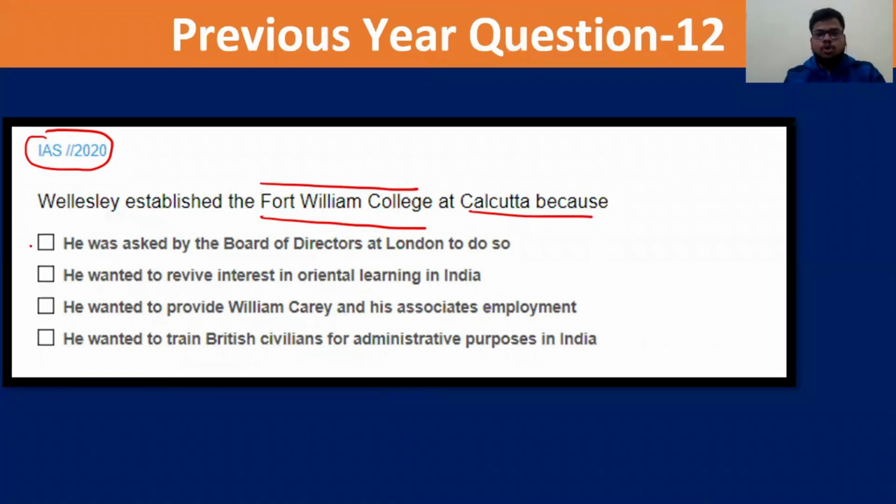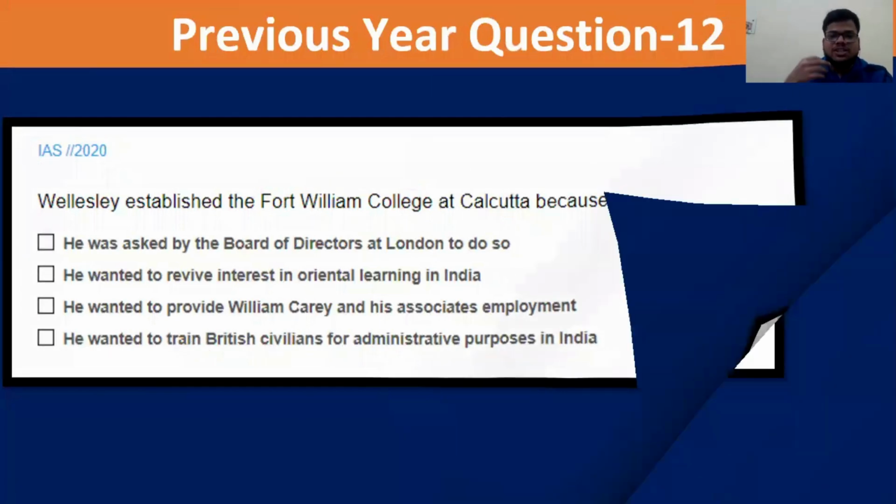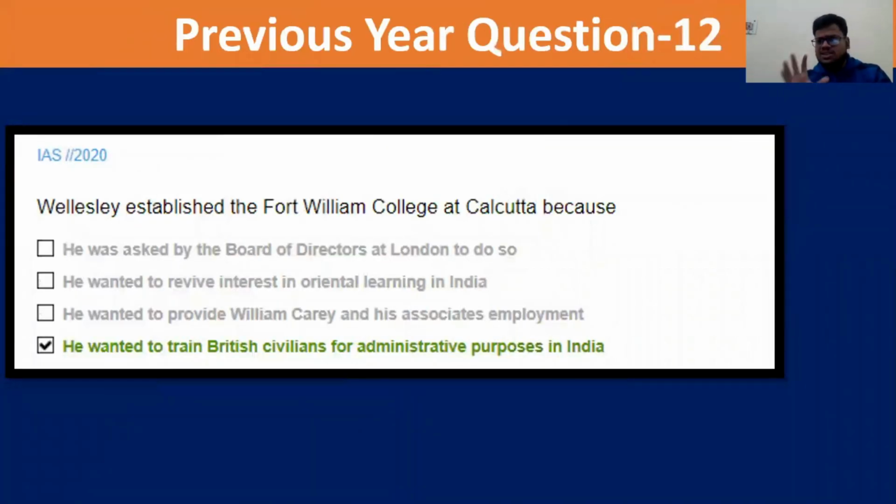First, he was asked by the board of directors at London to do so. He wanted to revive the interest in Oriental learning in India. He wanted to promote William Carey and his associates' employment, and he wanted to train the British civilians for administrative purposes in India. We have discussed the Fort William College, which was closed down in 1806 and moved to London, and it was for the training of British civilians for administrative purposes. We have discussed that within the context of the contribution of Lord Wellesley to the civil services.